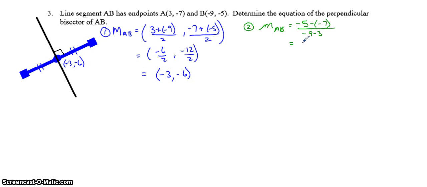So that becomes 2 over -12, which is -1/6 in lowest terms. And the third step is we need the slope of a perpendicular line. So that's the symbol there for the slope of a perpendicular line. So it's the opposite sign, so it'll be positive, and this is flipped upside down, so our slope is +6.